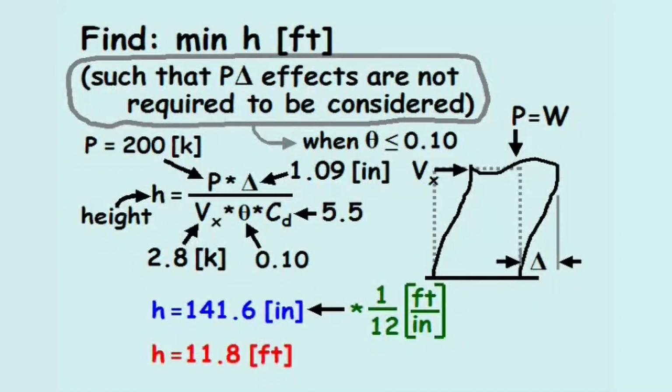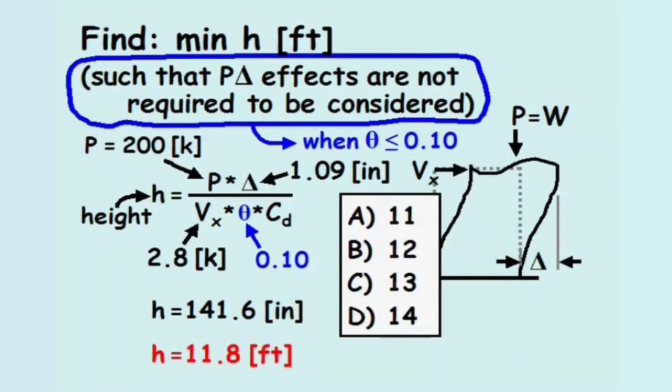As mentioned before, the stability coefficient is at most 0.10 for the P-delta effects to not be required to be considered for the seismic analysis. Smaller values of theta would result in increased heights. Therefore, the calculated value of h of 11.8 feet is indeed the minimum height of the structure for the P-delta effects to not be required to be considered. When reviewing the possible solutions, the answer is B.